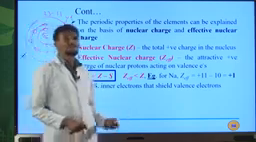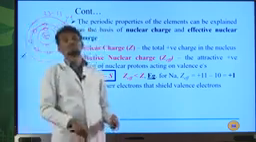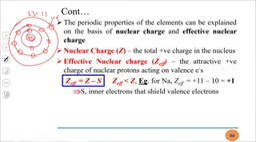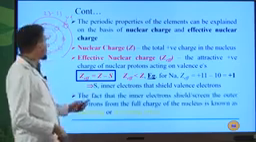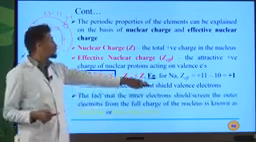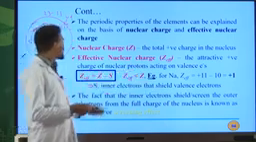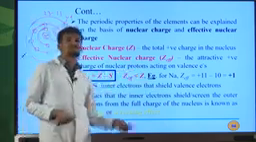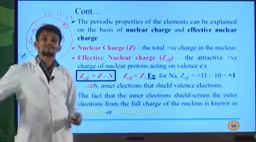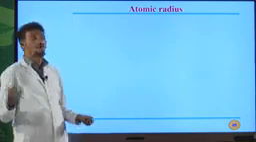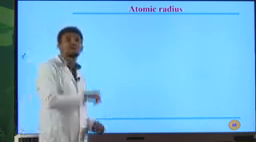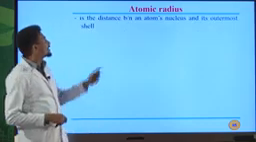Not only that, down the group, from top to bottom, nuclear charge increases. But effective nuclear charge is the same. S is the inner electrons, and that outer shell is the valence electrons. The fact that the inner electron shells screen the outer electrons from the full charge of the nucleus is known as the screening effect or shielding effect. Therefore, we can explain these periodic trends or periodic properties based on nuclear charge and effective nuclear charge.